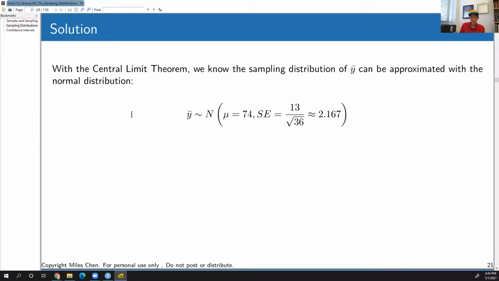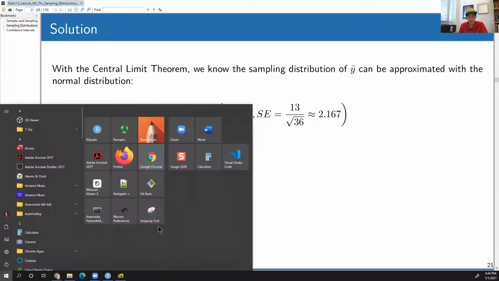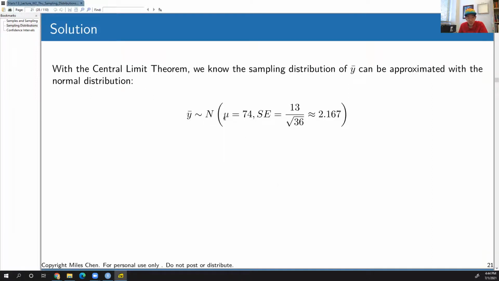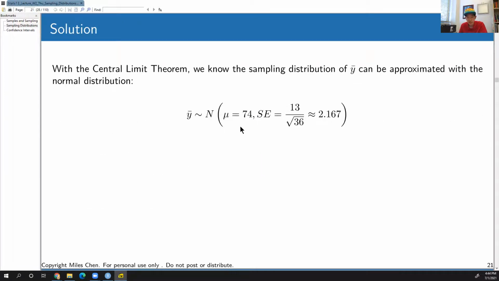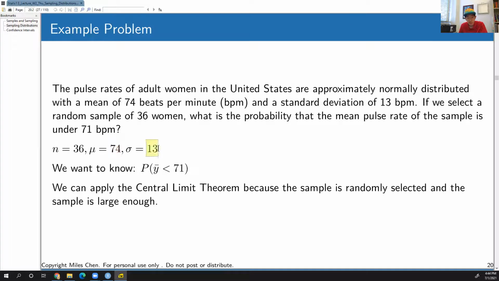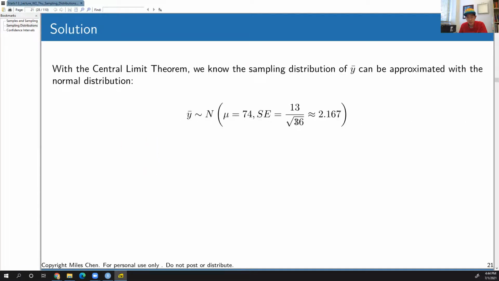Okay, so the first thing is, what is the sampling distribution of y bar? Using the central limit theorem, we're going to say that the mean is equal to 74. That's the population mean. And then for the standard deviation, we don't want to just use 13. We have to do 13 divided by the square root of n. So we're going to do 13 divided by the square root of 36. We're going to get the standard deviation of 2.167.